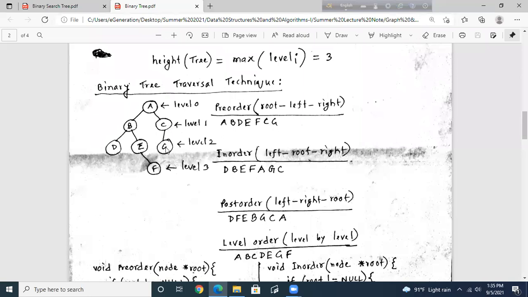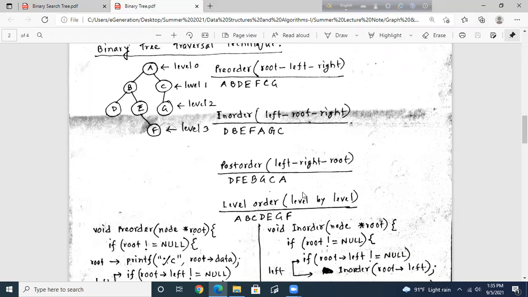So left G, right not available, and root is C. So I have written C. So left of A is completed, left of B is completed. Now root is A. I have written A. So dear student, here I have written all the vertices. I have traversed all the vertices by using the pre-order traversal algorithm.